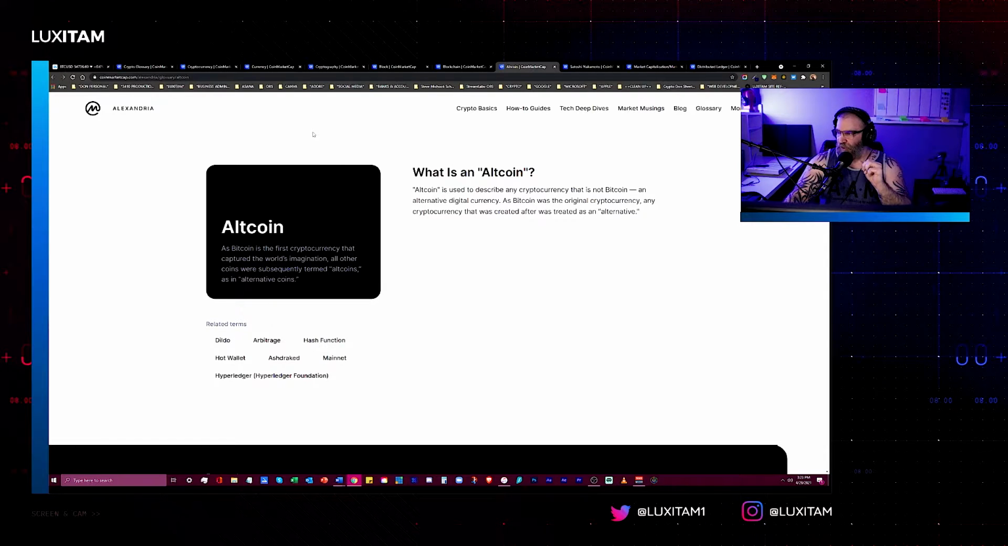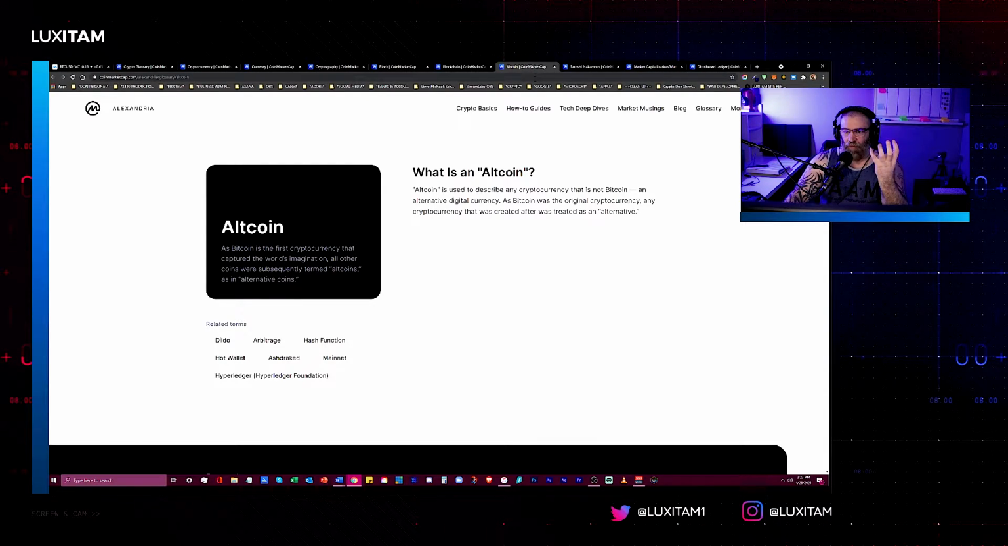Altcoins. As Bitcoin is the first cryptocurrency that captured the world's imagination, all other coins were subsequently termed altcoins, as in alternative coins. So Satoshi Nakamoto, we'll get to him in a second, created Bitcoin. Every coin that was built thereafter was considered an alternative to Bitcoin. One of the biggest and the first big altcoins was Ethereum, obviously, and it is number 2 on the market cap right now, and pretty much has been there the whole time.